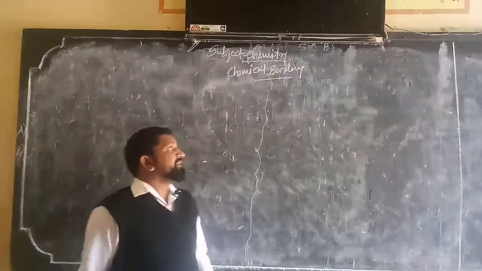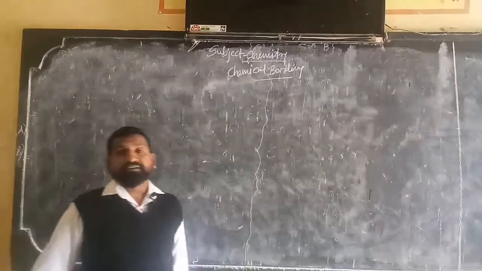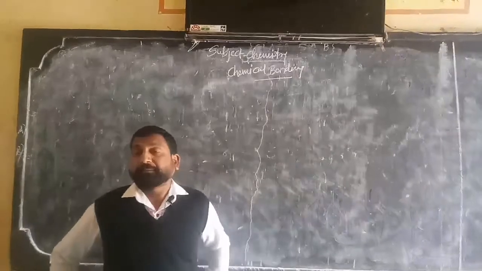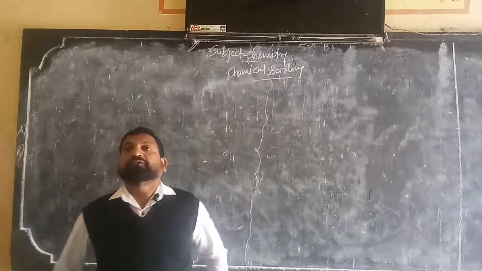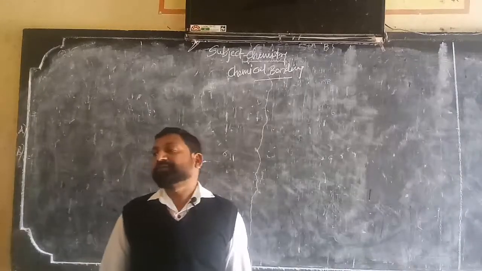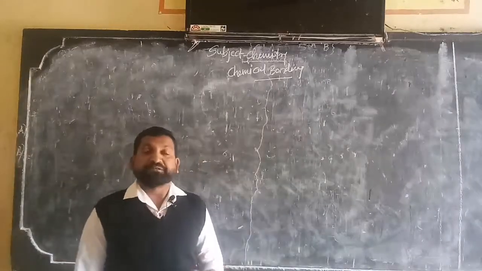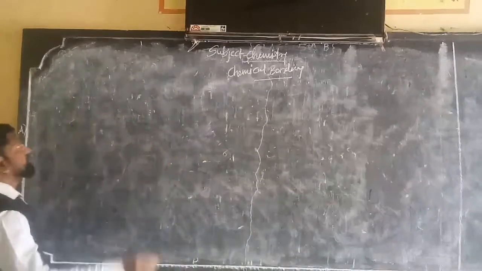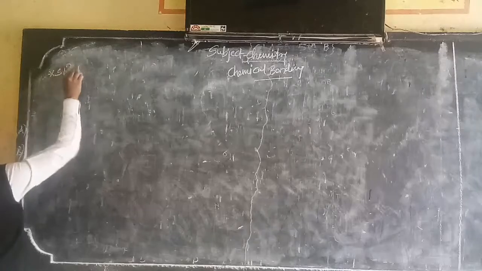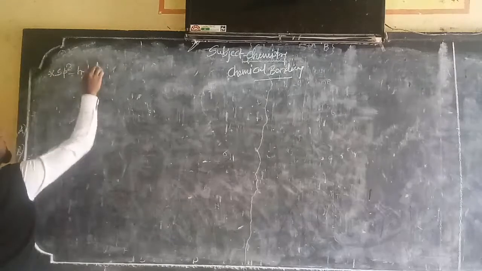Today we will continue our same chapter, chemical bonding. In the last video, we have seen hybridization, in which we completed sp3 hybridization. Today we will go for sp2 and sp hybridization. Listen carefully to what I am saying. Today we will see sp2 hybridization.